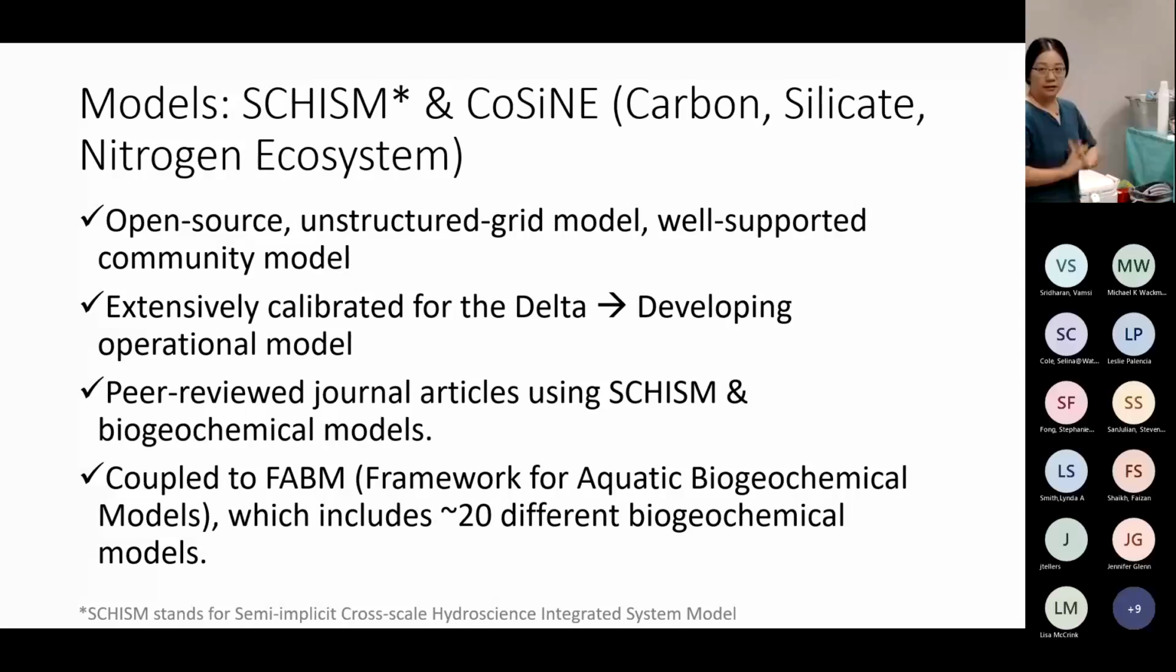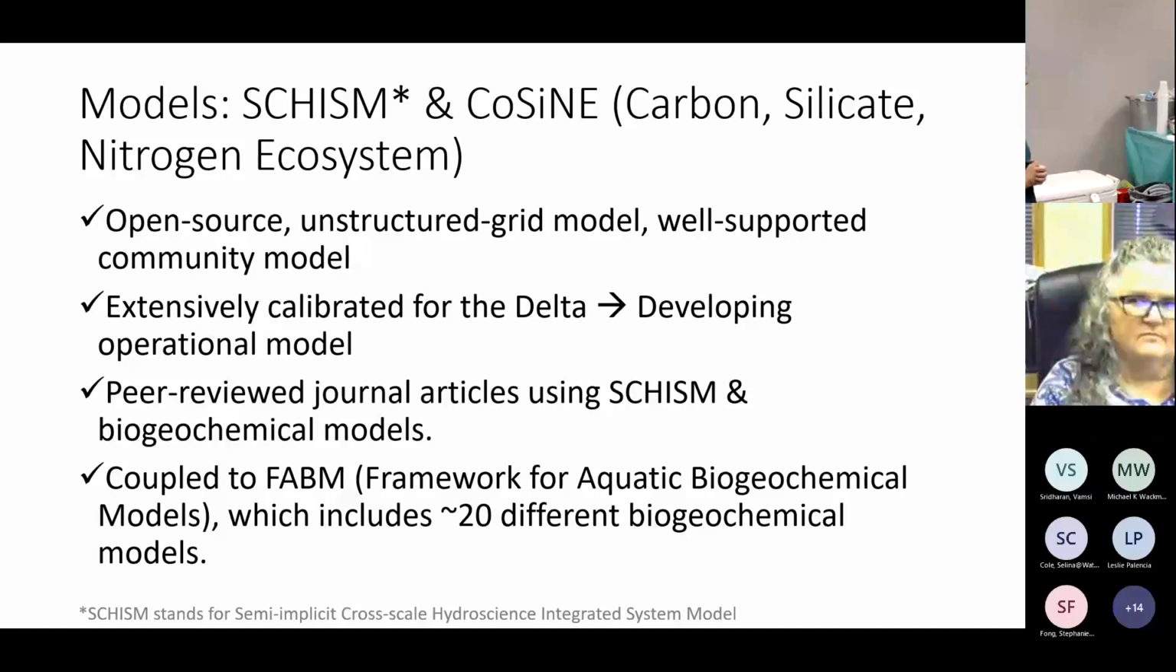Third, this modeling platform has already been applied in the Bay-Delta system, with at least 3 peer-reviewed journal articles published. And lastly, it is coupled to FABM, a framework for aquatic biogeochemical models. It includes 20 different biogeochemical models, which means we can swap different models in and out to suit the needs of our particular study interest.